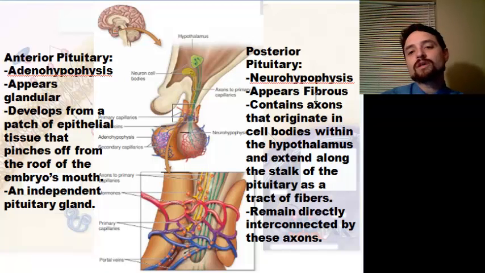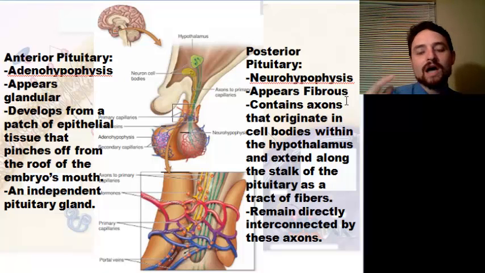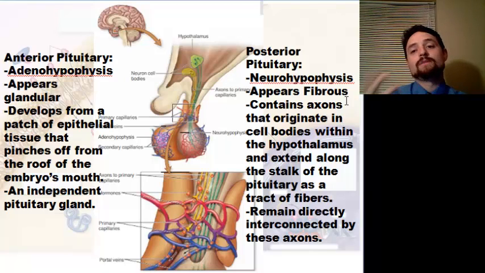The posterior pituitary, also called the neurohypophysis, appears fibrous, and it contains axons that originate in the cell bodies of the hypothalamus and extend the distance of the stalk to actually keep direct contact with the hypothalamus. So those remaining in direct contact will come into play when we actually look at some of those hormones and some of those connections that are made, the neurotransmitters and that sort of thing.